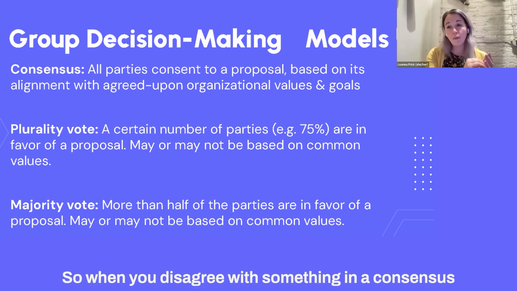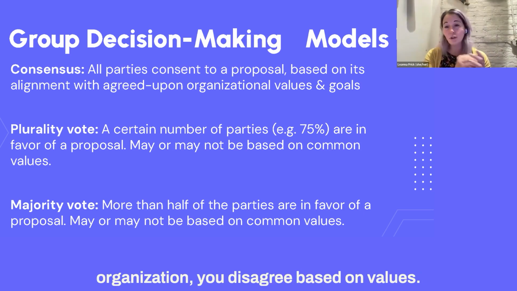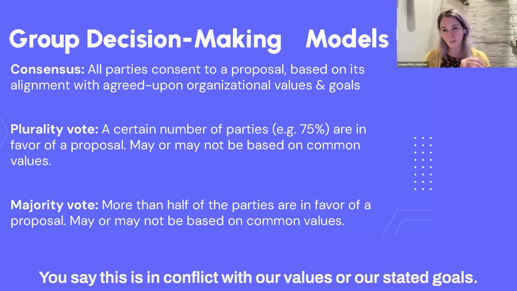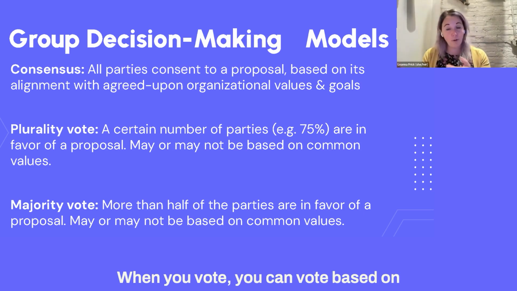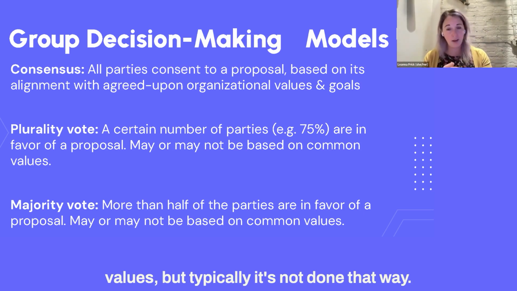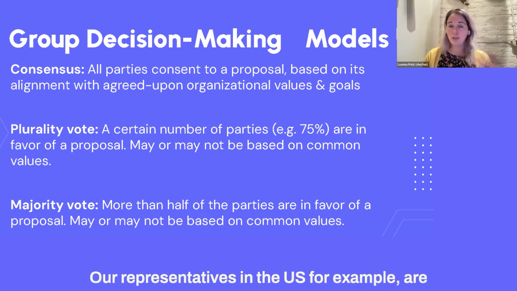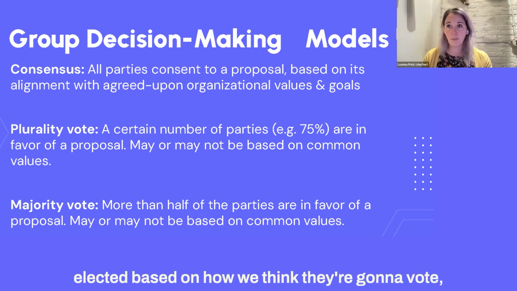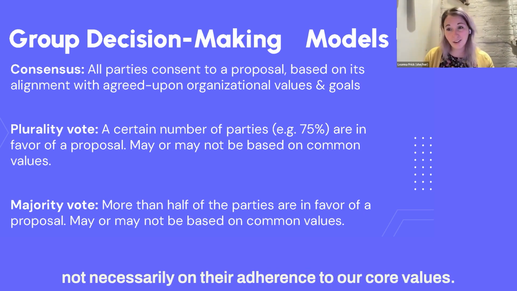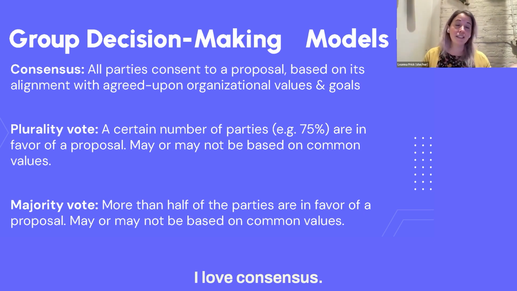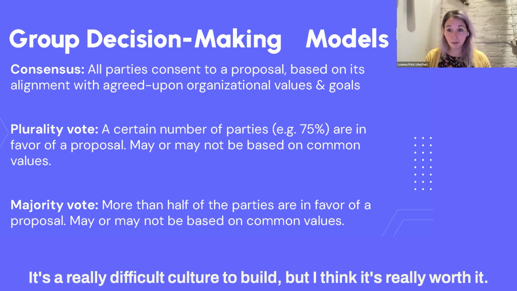So when you disagree with something in a consensus organization, you disagree based on values. You say this is in conflict with our values or our stated goals. When you vote, you can vote based on values, but typically it's not done that way. Typically a vote is, I think this is a good idea, I don't think this is a good idea. Our representatives in the US, for example, are elected based on how we think they're going to vote, not necessarily on their adherence to our core values. I love consensus. It takes time. It's a really difficult culture to build, but I think it's really worth it.